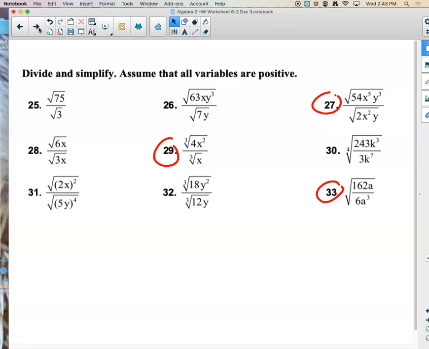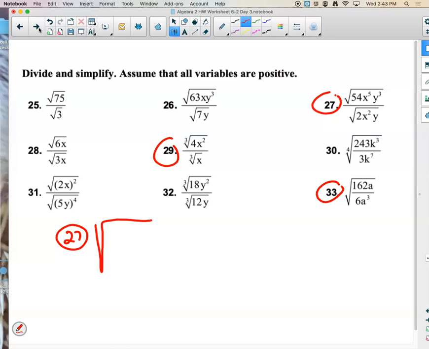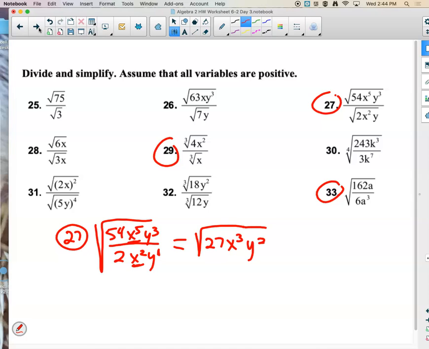Next up, I have number 27. Now, number 27, we can see 54 is divisible by 2, so the first thing we would do is make this one big fraction and simplify as much as we possibly can. So it's the square root of 54 divided by 2 is 27. X to the 5th divided by x squared. When we divide similar bases, we subtract exponents. So that's x to the 3rd. And same thing with the y's, but we have a 3 minus 1 this time, which will be y squared.